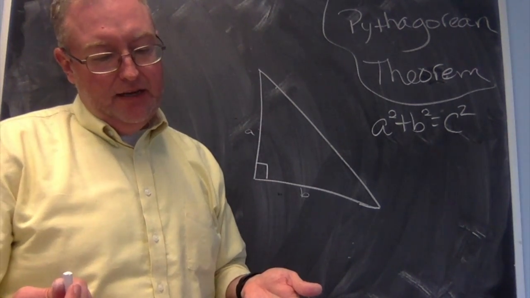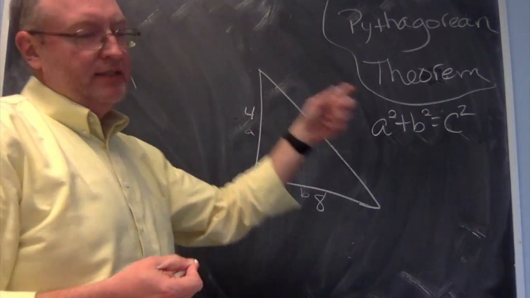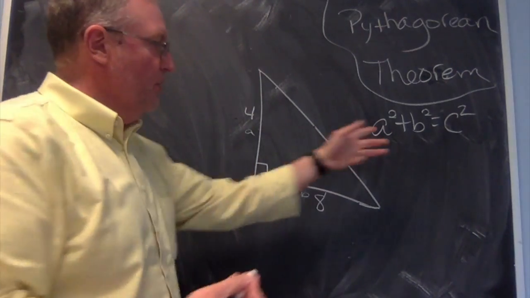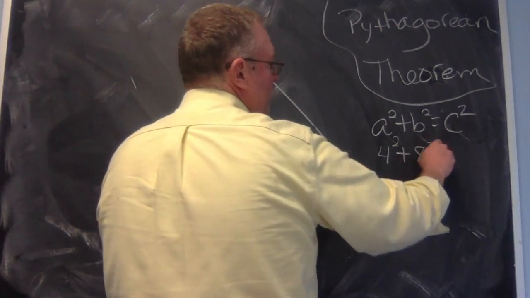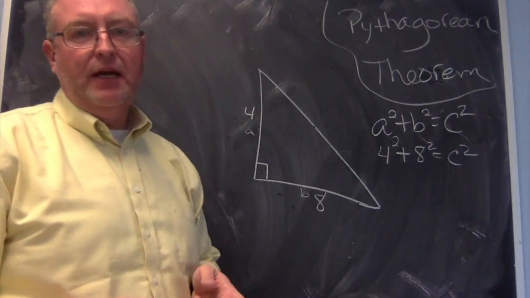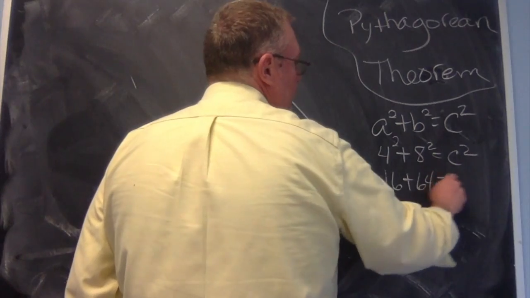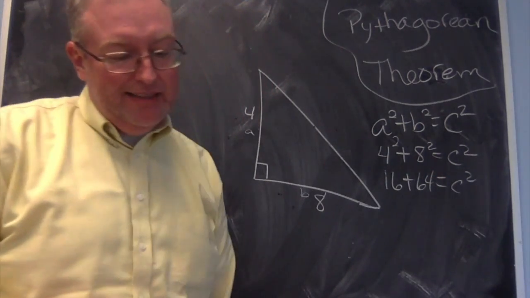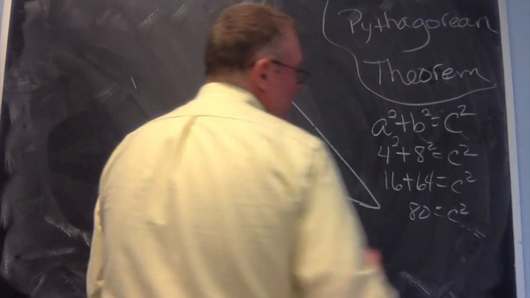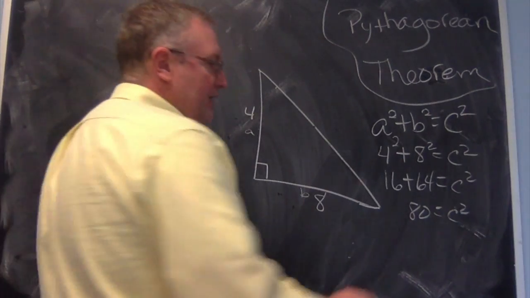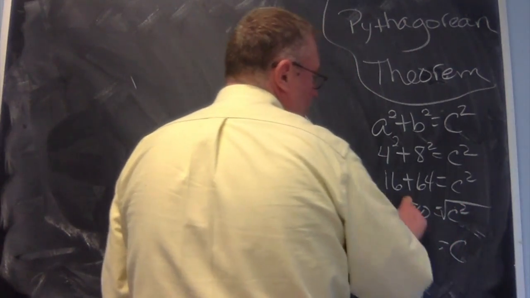They give you an illustration. Let's say that this is 4 feet and this is 8 feet. How long is this? Well, we just have to use the formula. A squared would be 4 squared plus b squared, which is 8 squared, equals c squared. Now, 4 squared is 16, plus 8 squared is 64, equals c squared. 16 plus 64 gives us 80. Now, we can solve that by finding the square root of it. The square root of c squared is c. But what I do to one side, I have to do the other.